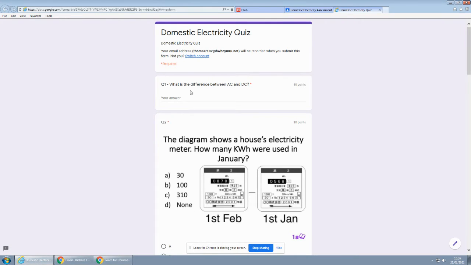Right, so question one. What's the difference between alternating current and direct current? Well, alternating current shifts directions. We say it oscillates, and direct current is, as it says on the tin, it only travels in one direction. DC is what we find in our batteries, and AC is what we find in our mains power in the house.